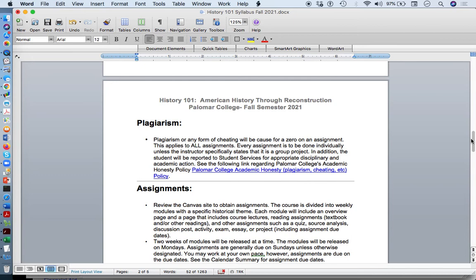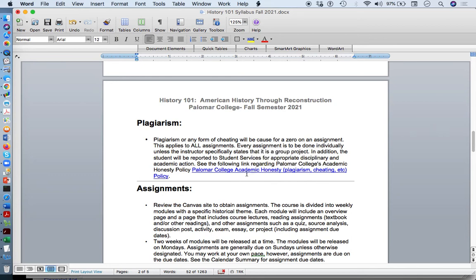Plagiarism, that just means don't cheat. Cheating can mean a number of different things. It could mean you copy and pasted from the internet without citing it, or even with citing it if you were told not to get anything from the internet. Cheating off a classmate's paper, or getting answers from a classmate. It covers a whole host of different things.